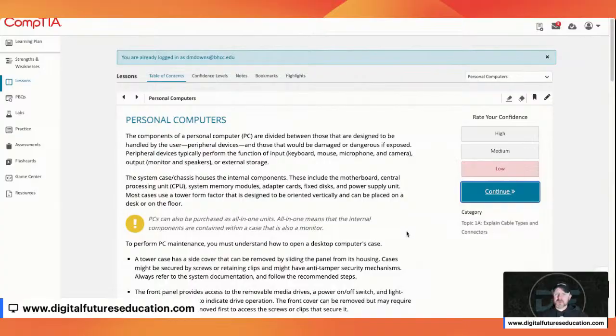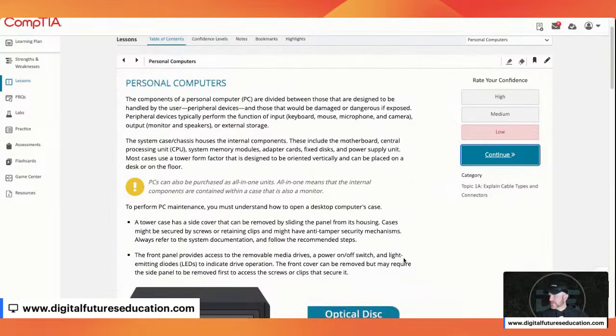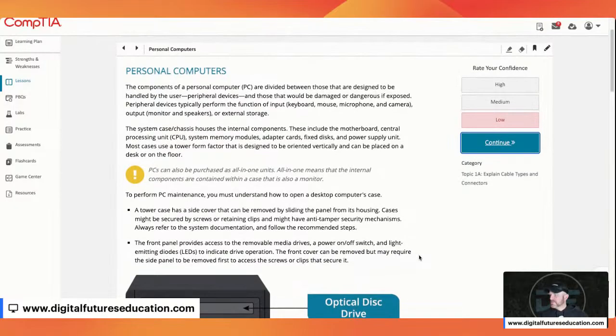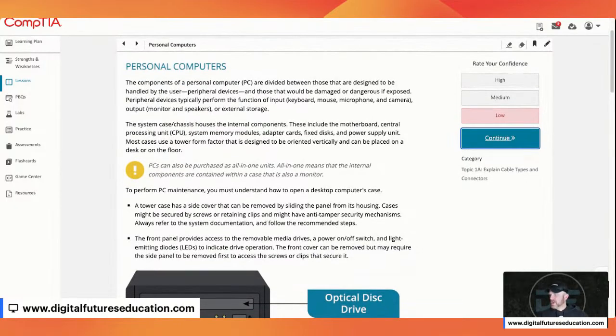As we keep going through, we're going to see personal computers and the definition of personal computers. The components of our personal computer are divided between those that are designed to be handled by the user, peripheral devices, and those that would be damaged or dangerous if exposed. Peripheral devices typically perform the function of input: keyboard, mouse, microphone, and camera; output: monitor, speakers; or external storage.